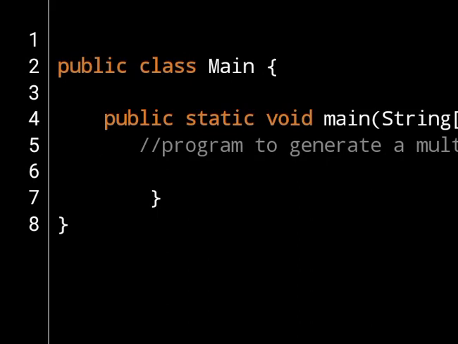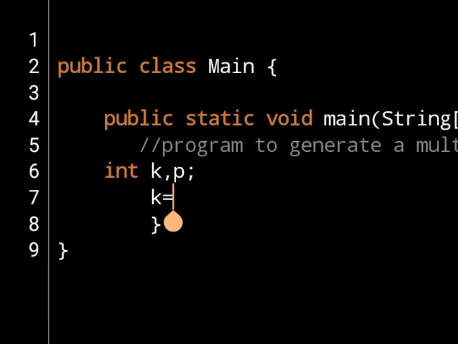Program to generate a multiplication table. So we need to declare the variables to be used in the program. We are using variables k and p in the program. The two variables have been declared to be of integer type.